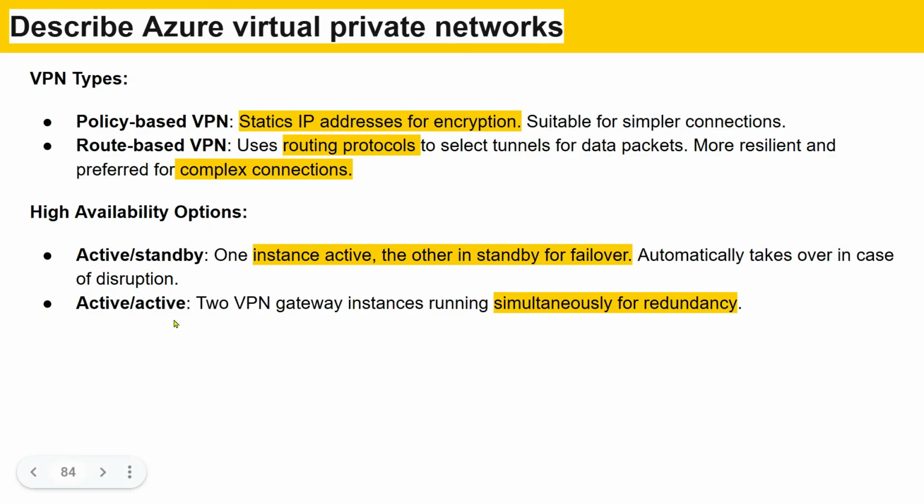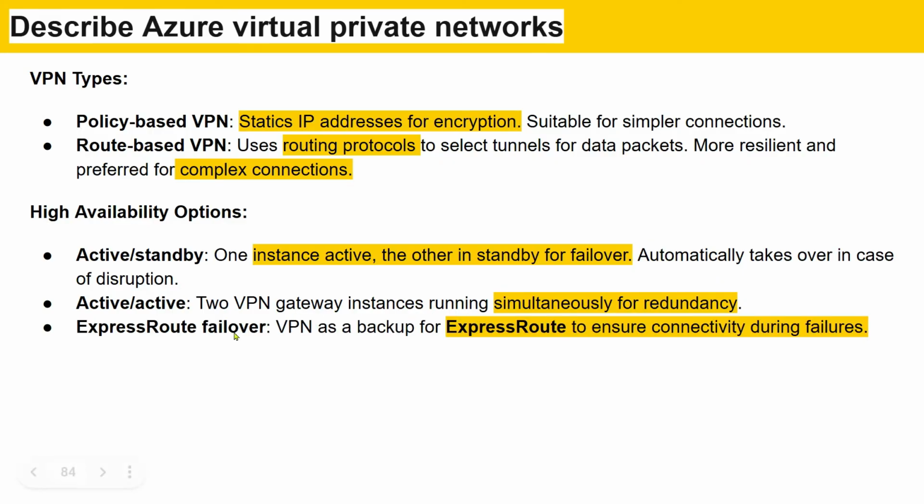Next is active-active. That means two VPN gateway instances running simultaneously for redundancy. Both are running to manage the load and things like that. ExpressRoute failover: VPN as a backup for ExpressRoute. You have your own private network path to get into it. So ExpressRoute ensures connectivity during failure. This is just for the ExpressRoute failover.